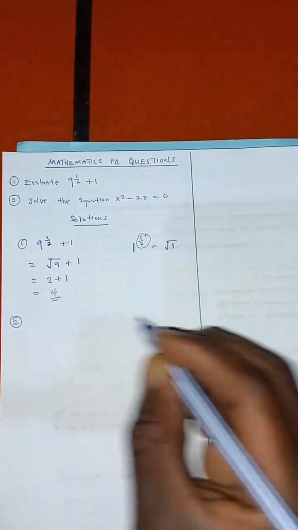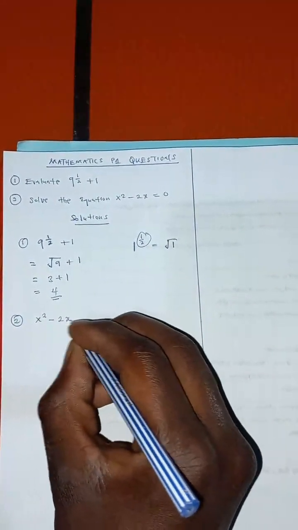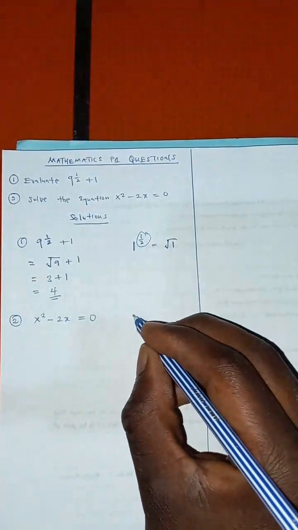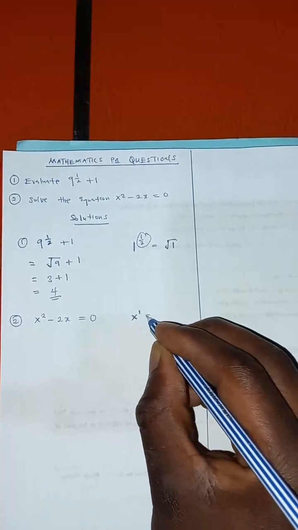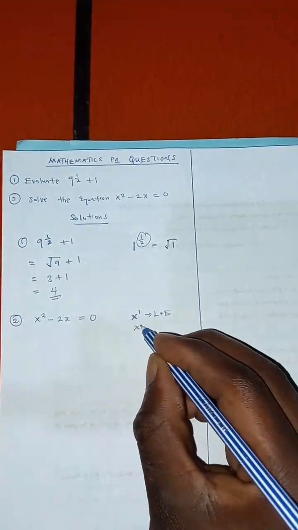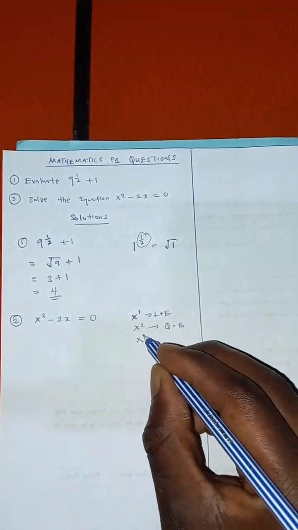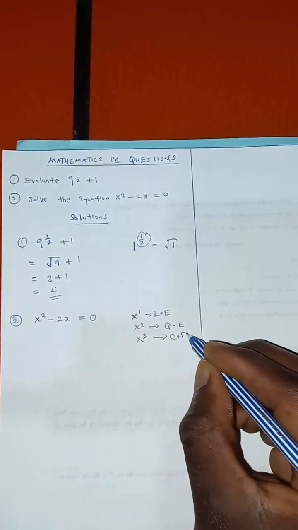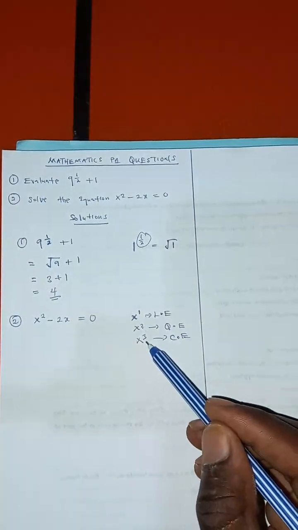Then we can move to question 2. Solve the equation x squared minus 2x equal to 0. You need to understand 3 things here. If x is to the power 1, it is called a linear function or linear equation. Then x to the power 2 is a quadratic equation. Then power 3 is a cubic function, or cubic equation. So, linear, quadratic, and cubic.